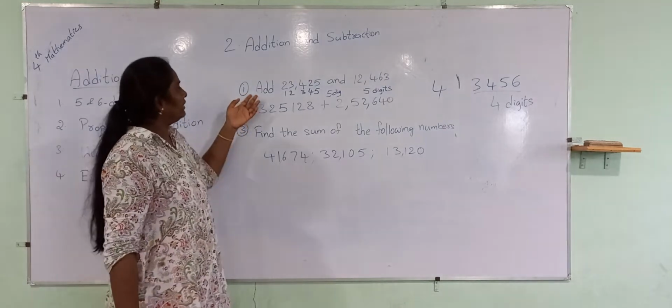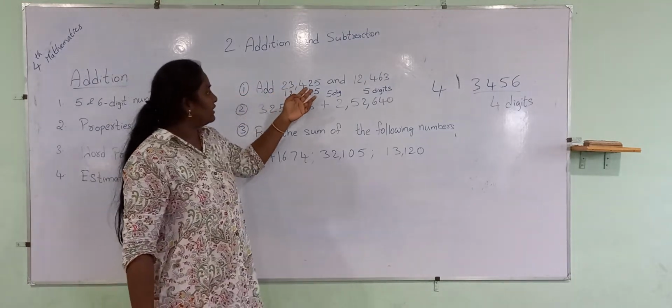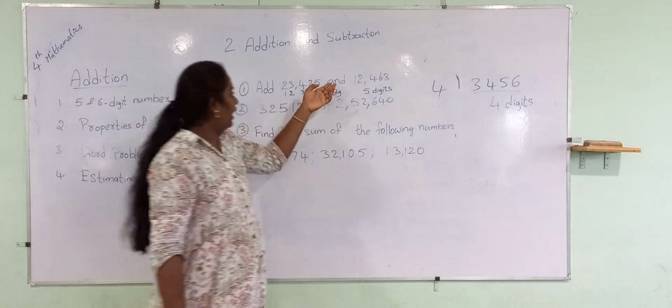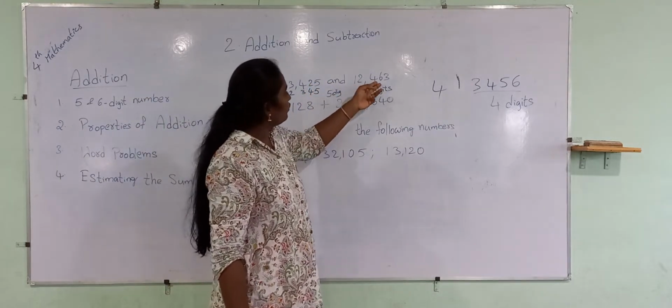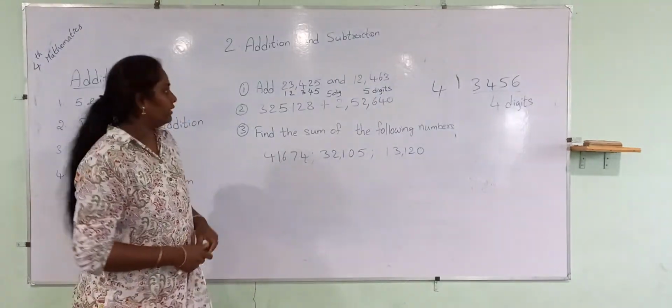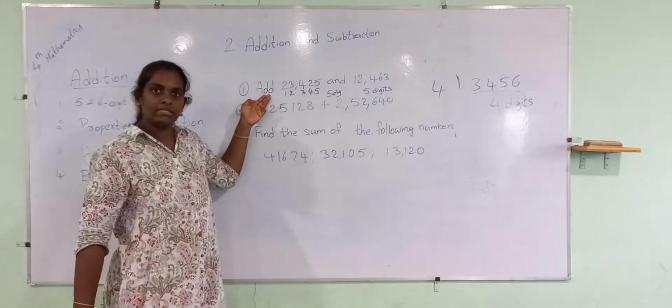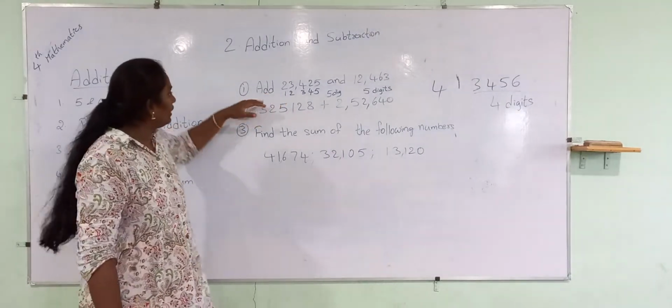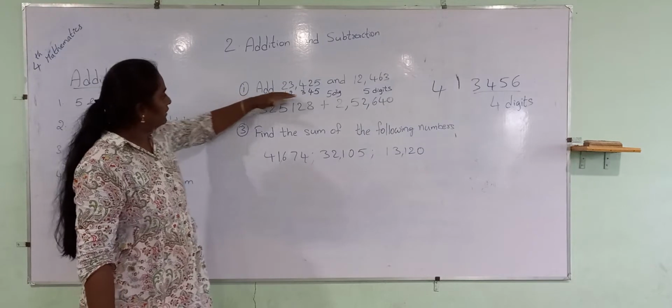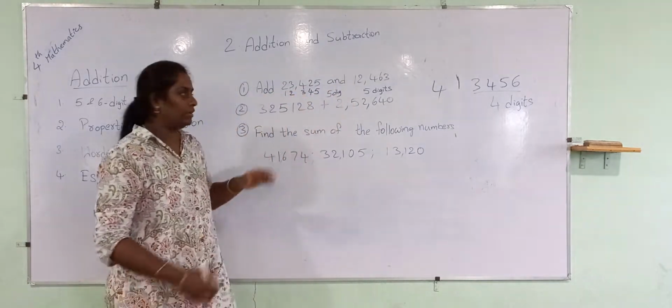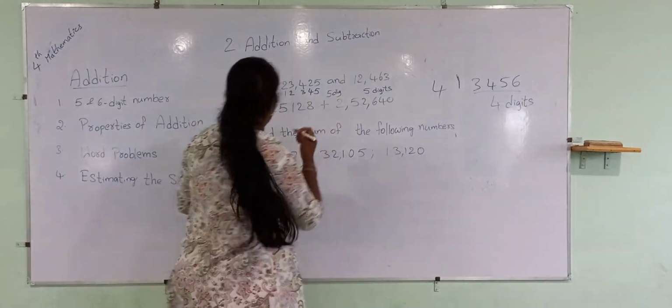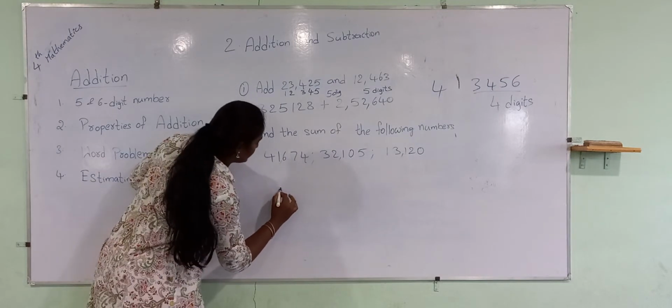Here what is the question? Add 23,445 and 12,463. Add means we will do the addition. If the question is like add these two numbers, we have to do addition. We will do the addition. First write the numbers.